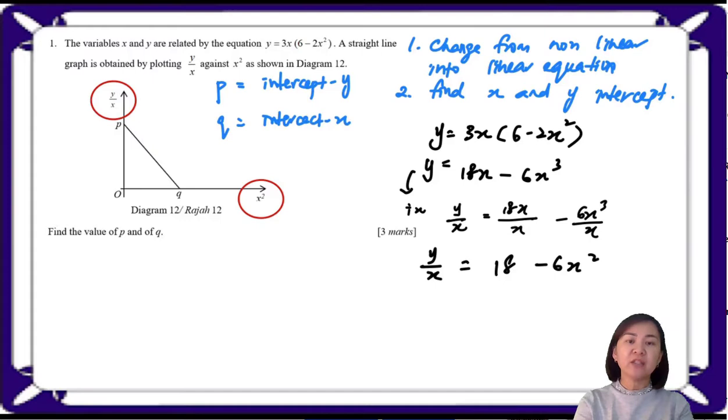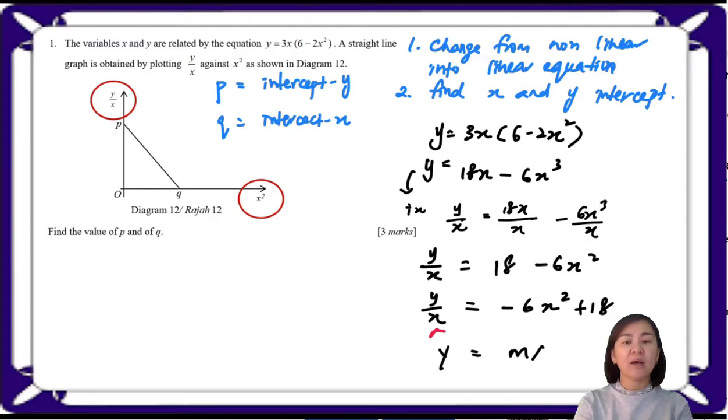Next, arrange it in the form of y equals mx plus c. So we write back the equation in the form y equals mx plus c. Therefore, our y is y over x, our x is x squared, and our m, which is the gradient, is negative 6. And our c is 18, which is the intercept of y. Since the value of c is 18, our intercept of y, which is the value of p, is equal to 18.